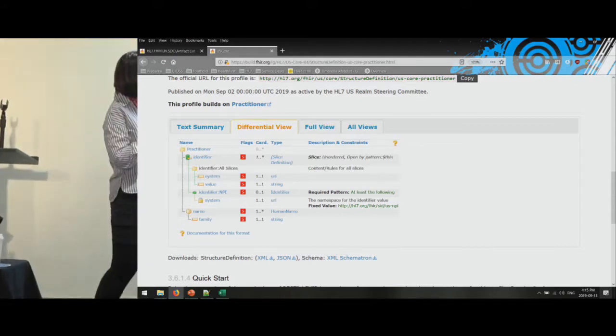Well, the NPI is 0 to 1, though. No, but the identifier. You can have more than one identifier, but you can only have one NPI. It could be a local identifier, like the facility has their own identifier. Right, this display is weird. I'm having trouble with it because when you look at the full view, you get your slice in addition to your non-slice.